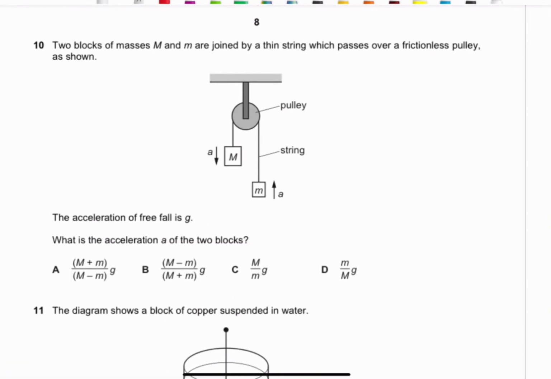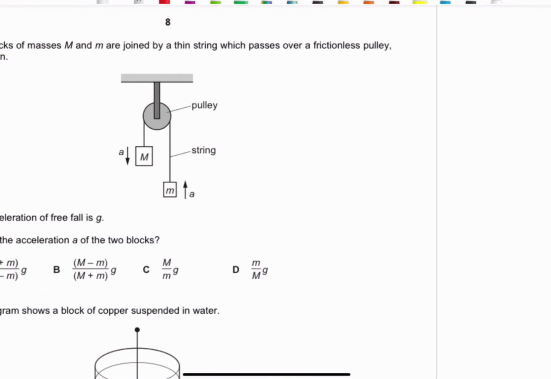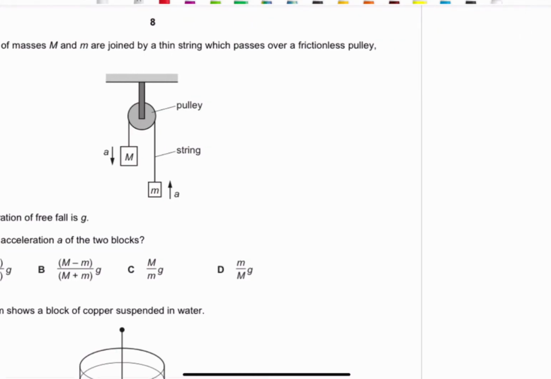Question 10. Two blocks of masses M and m are joined by a thin string, which passes over a frictionless pulley. The acceleration of free fall is g. What is the acceleration a of the two blocks? So how do you tackle these questions? You consider them as two separate systems, right?